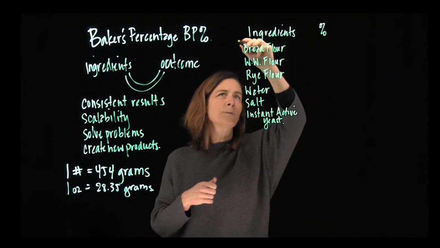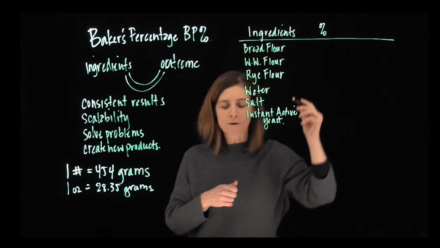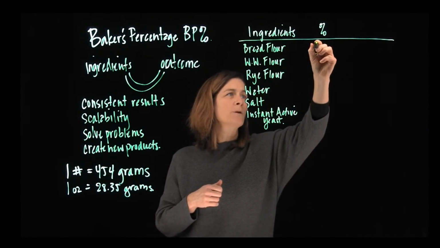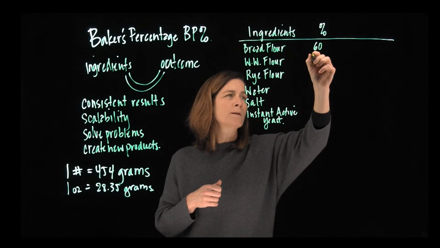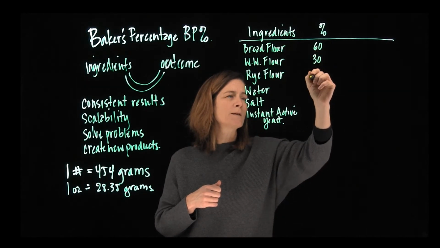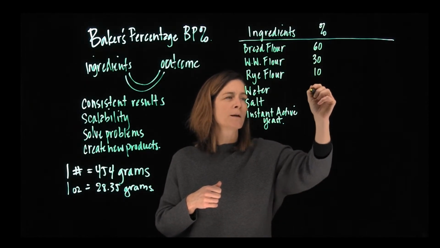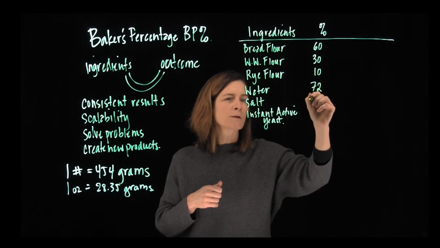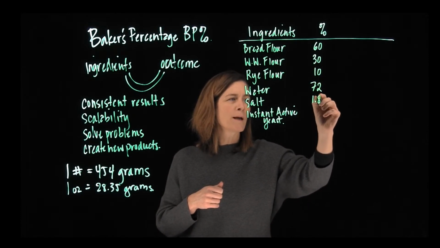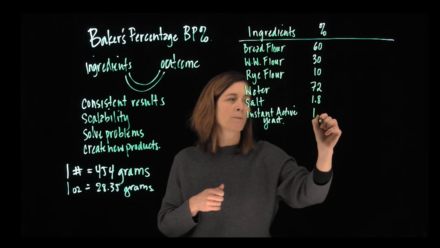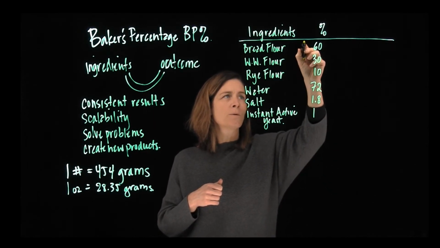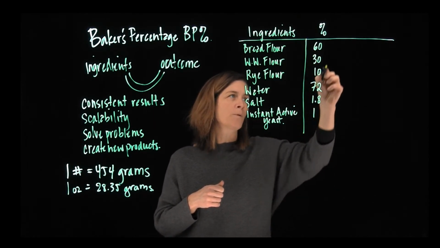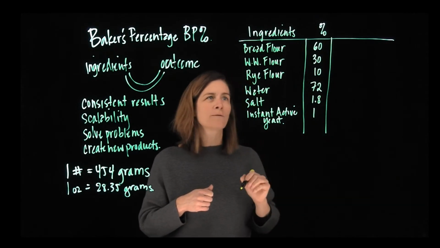So these are going to be expressed in percentages. So bread flour is going to make up 60%, whole wheat is going to make up 30%, your rye flour 10%, water will do 72%, salt will do 1.8%, and instant active yeast 1%, okay? So this is what you're given. You work as a pastry chef, you're given this formula.